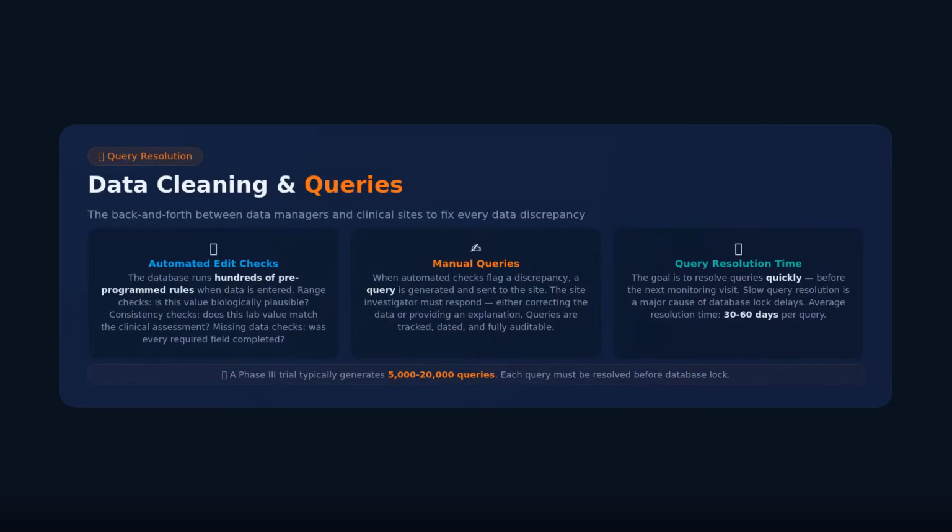Data cleaning and query resolution. The database runs hundreds of pre-programmed edit checks: range checks, consistency checks, missing data checks. When a discrepancy is flagged, a query is generated and sent to the site. The investigator must respond, correcting the data or providing an explanation. A Phase 3 trial typically generates 5,000 to 20,000 queries. Each must be resolved before database lock.